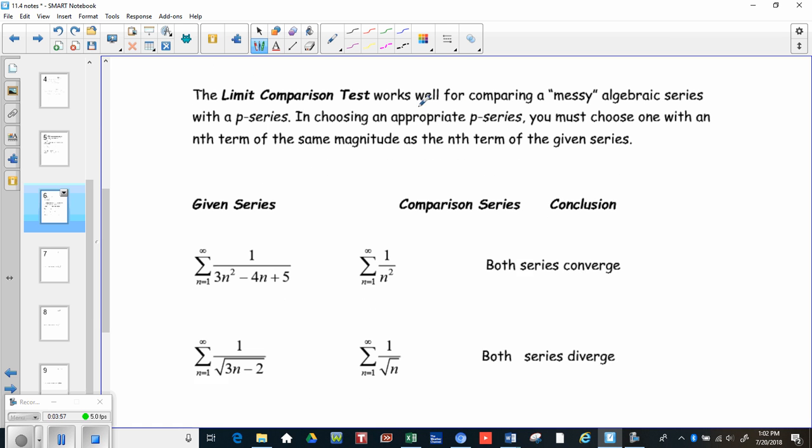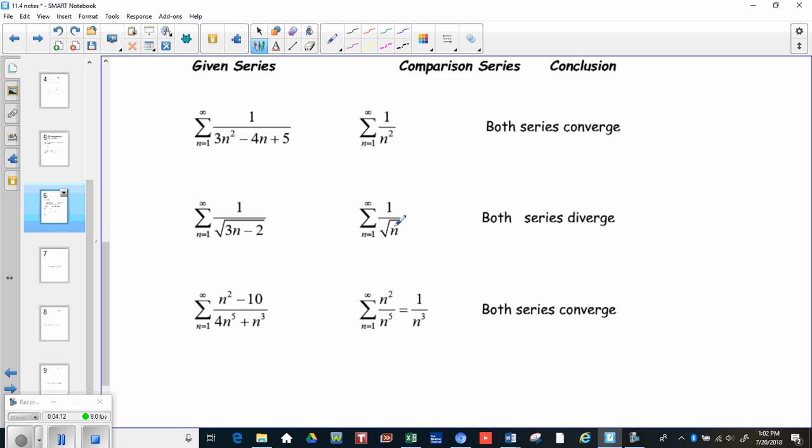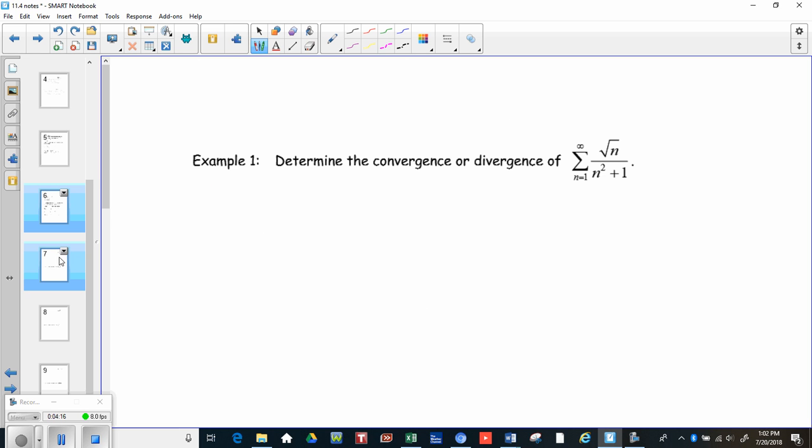So again, the limit comparison test works well for comparing messy algebraic series with a p-series, especially if, like I said, they are polynomial or power functions, something where you've got the variables being raised to some power. All these examples are perfect examples of that. You can take a look at those. We're going to skip over that for now.